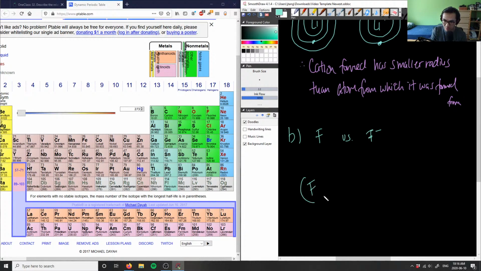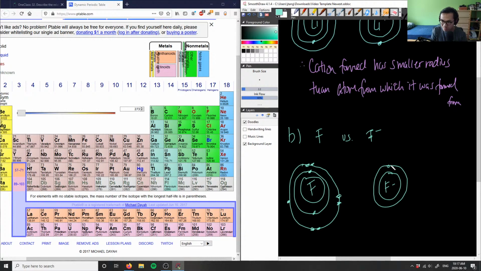So I'm going to draw out my Bohr-Rutherford for F here. Okay, this is a very bad circle. I have the first shell, I have 2. In the second shell, I'm going to have 7: 1, 2, 3, 4, 5, 6, 7. And the F minus would simply be F, but I would gain an electron, so it would be satisfied with the full shell: 1, 2, 3, 4, 5, 6, 7, and 8.